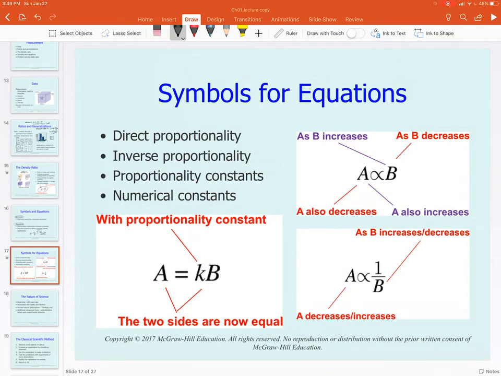Okay, so if we're looking at symbols for equations, this is showing us how things can be proportional to one another, or how they could be inversely proportional. For instance, if you have something that is linear, like A is linear and proportional to B over here, that means that if A increases, then B is going to increase. If A decreases, then B is going to decrease.